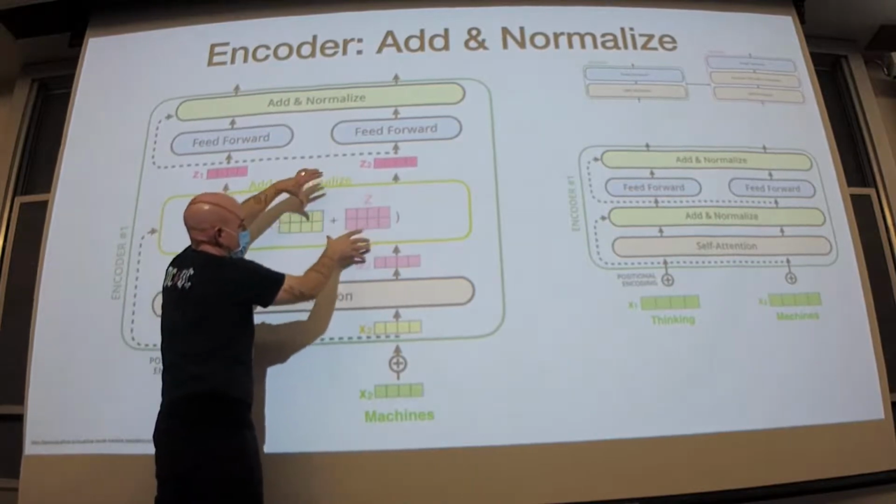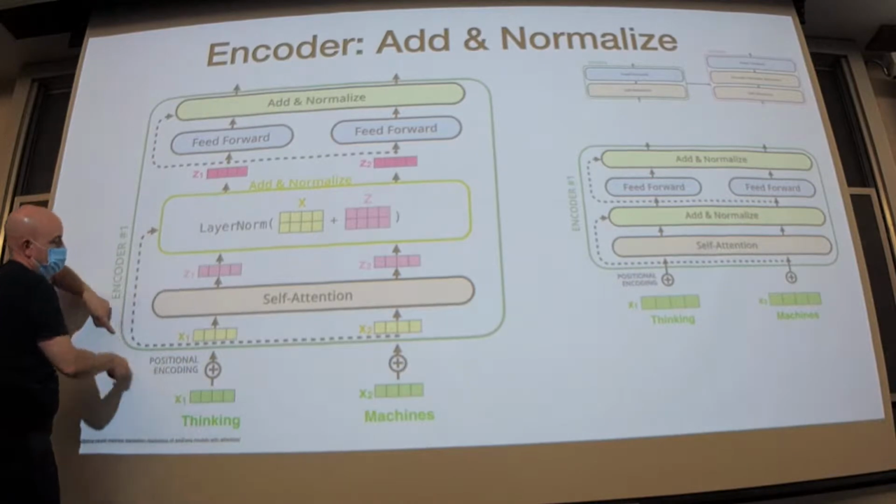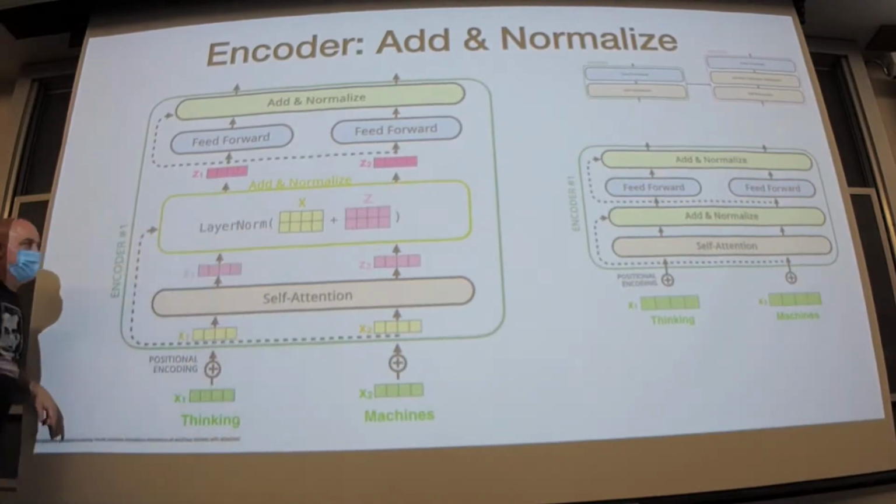Those encodings are of the same dimension as your input, so that you can add them together, right? So that's now your residual connection. And then you do a normalization, which is layer norm here.